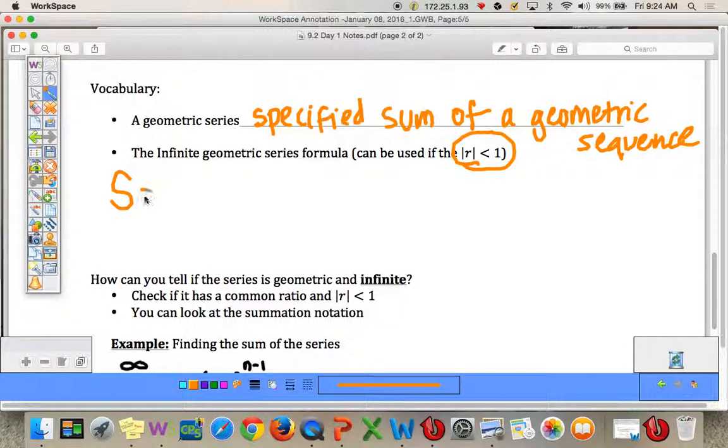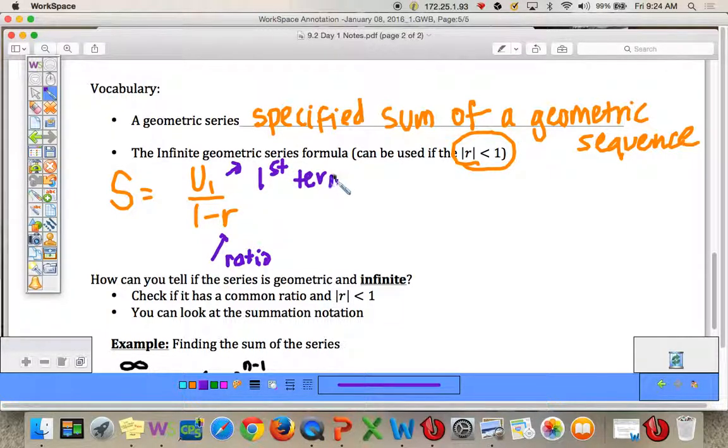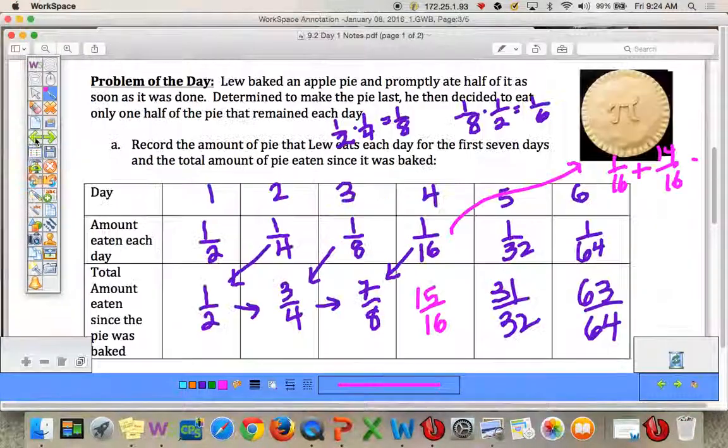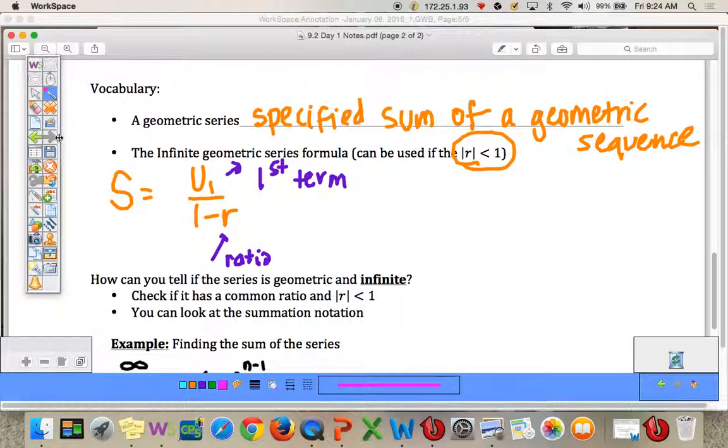Here's the formula. The sum is the first term over 1 minus the ratio. So again, r is your ratio. u sub 1 is the first term. All right, let's do that for the pie problem. What's the first term in the pie problem? Well, if we look, this is our list of numbers, 1/2, 1/4, and so on. And the first day we eat half of the pie. All right, so our sum will be half over 1 minus the ratio.